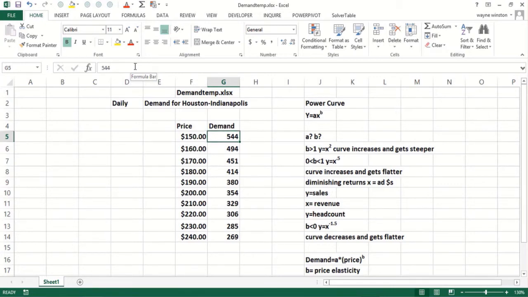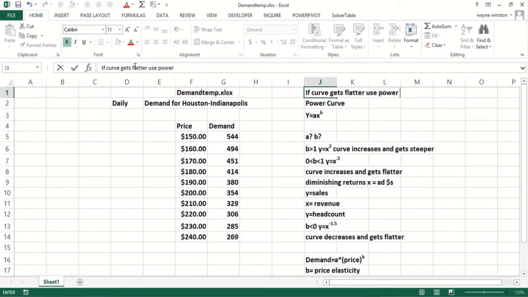Well, the first thing is to graph the data where price is on the x-axis, demand on the y-axis. And Excel always puts what's in the left-hand column on the x-axis, the right-hand column on the y-axis. And we'll see the curve gets flatter. So the tip-off is if the curve gets flatter, either increasing or decreasing, use the power curve. It'll usually do a pretty good job.